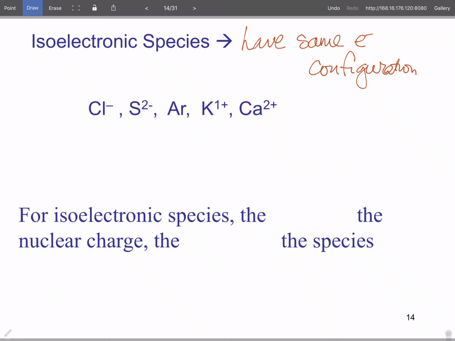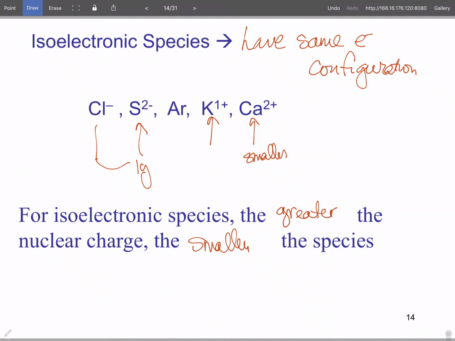And remember, the greater the nuclear charge, the smaller the species. So, for example, we saw this a minute ago. If we lose 2 protons, this will be smaller. And if you gain more, this one's actually going to be larger than this species. It should actually be put there if you're strictly doing size.